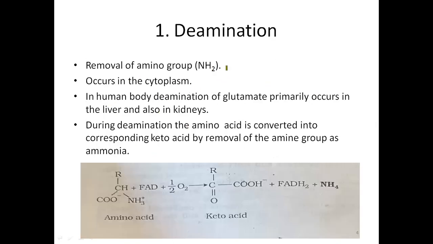Now, what is deamination? As I told in the previous slide, in transamination there is removal of the amine group from the amino acid and transfer to a specific keto acid. But in deamination, there is elimination of ammonia from the amino acid. This amino acid is converted into a specific keto acid, and since there is involvement of oxygen during the reaction, this is also known as oxidative deamination, and there is liberation of ammonia.